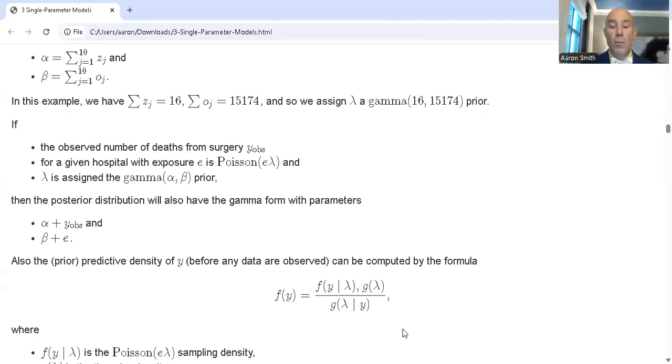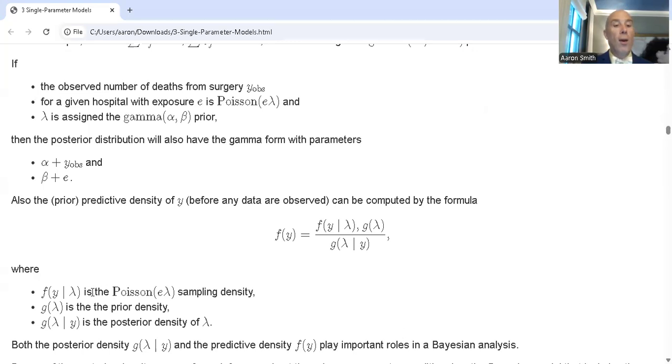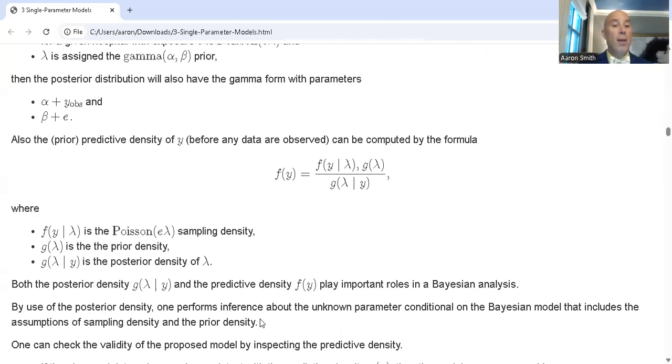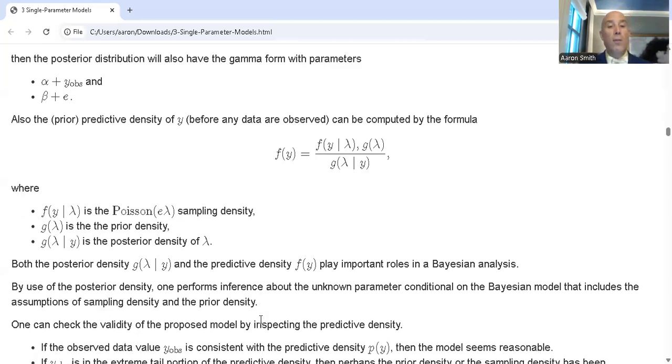Notice the conditional probability aspects going on, where f given lambda is Poisson(e lambda), the sampling distribution, g is the prior density, and g of lambda given y is the posterior density. Both the posterior density, g of lambda given y, and the predictive density, f, play an important role in the Bayesian analysis. By use of the posterior density, one performs inferences about the unknown parameter conditional on the Bayesian model that includes the assumptions of the sampling density and the prior density. One can check the validity of the proposed model by inspecting the predictive density.